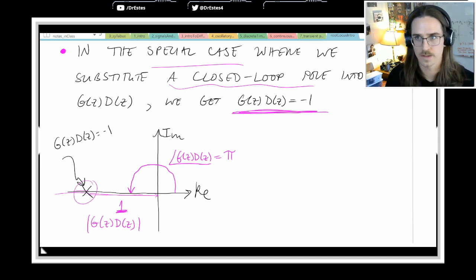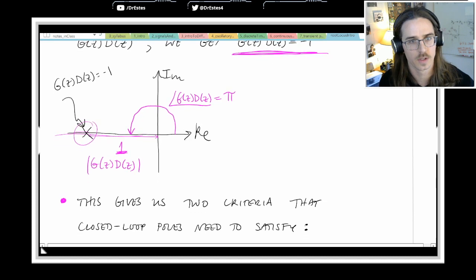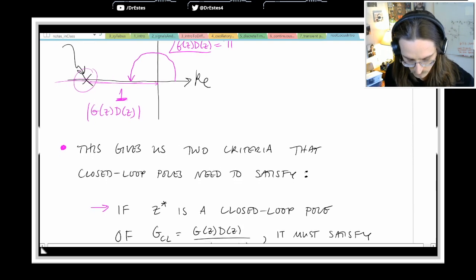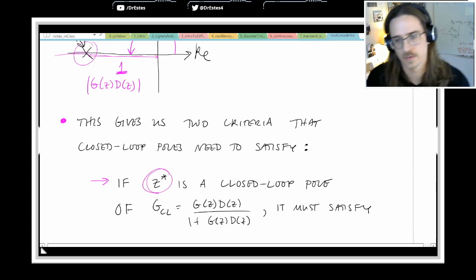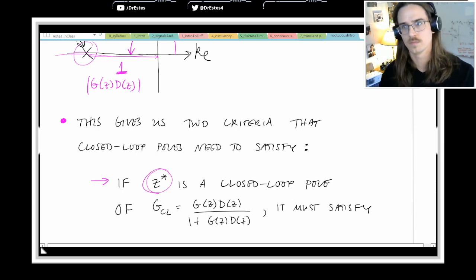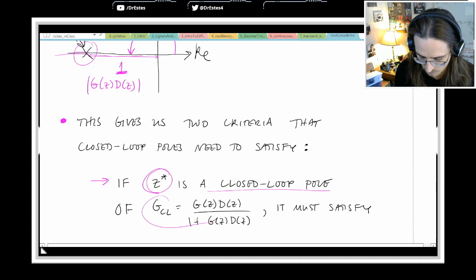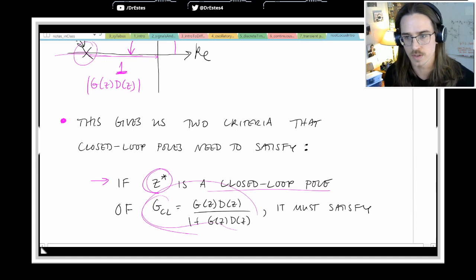This is the beginning of the root locus design technique, because we have two criteria that a closed loop pole needs to satisfy: the magnitude criterion and the phase criterion. Let's say z star, whatever that might be, is a closed loop pole of our closed loop transfer function. It must satisfy these two conditions.